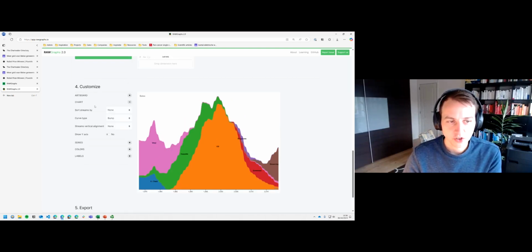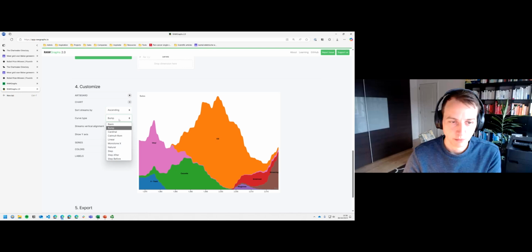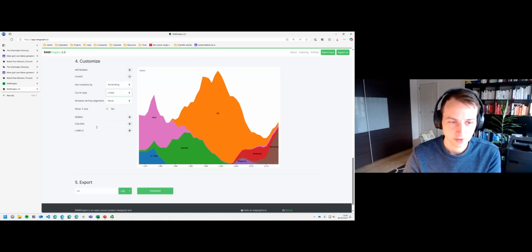The interesting options are under charts, where we can play with the sorting of the streams, like earliest or reverse or something like that, ascending, descending. The curve type, so the interpolation, now it's bump, it's kind of smoothed interpolation, but maybe you want to have a kind of stepwise interpolation like this. In our case, linear, I think, is a good option.